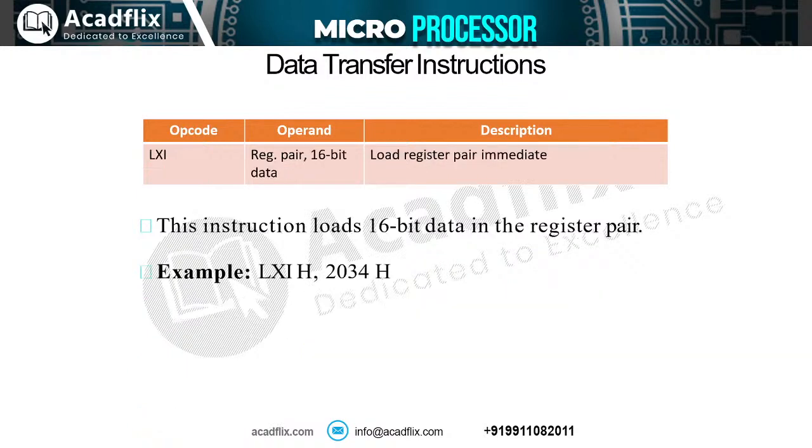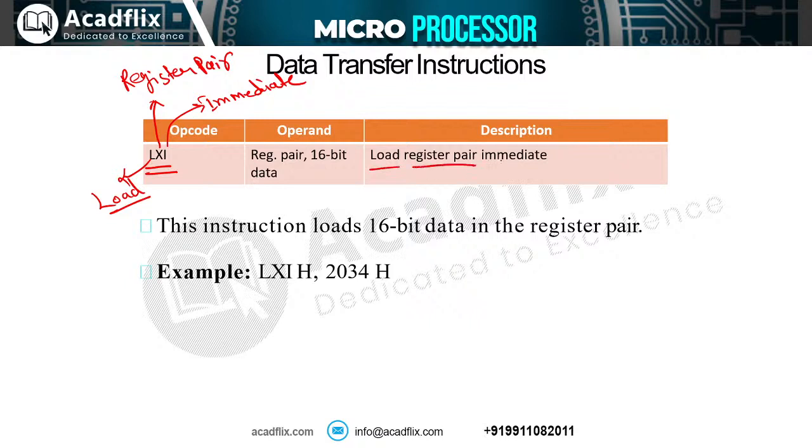Then we have LXI. LXI means load register pair immediate. Wherever you see X, that means register pair. These letters have defined meanings. X means you are operating on the register pair. I means immediate value, that is, you are using the immediate addressing mode. And L means load. So this instruction becomes load register pair immediate, LXI.